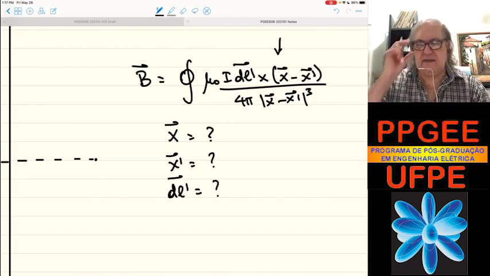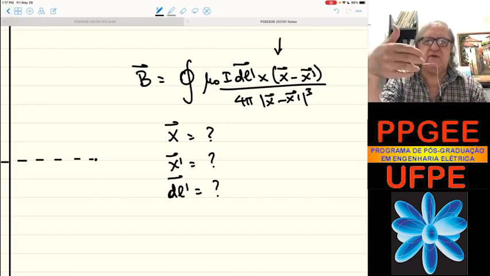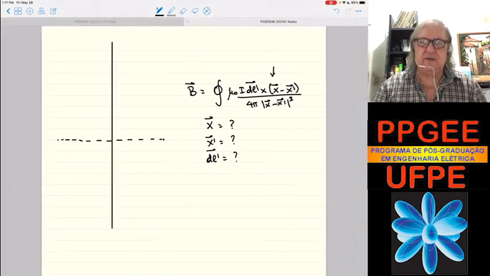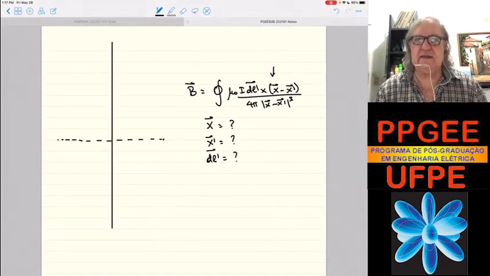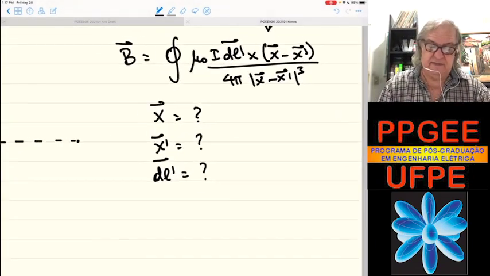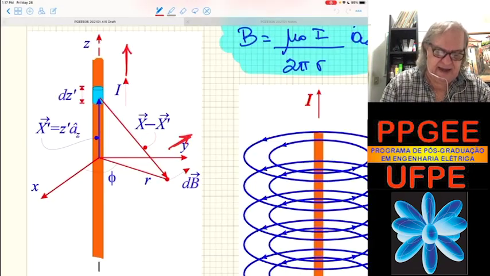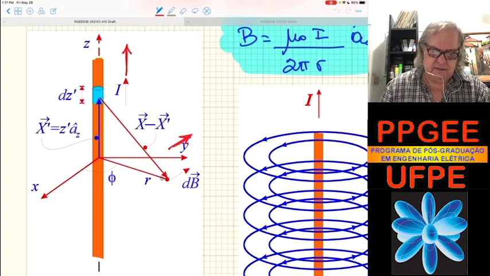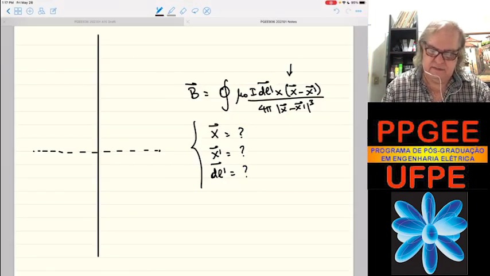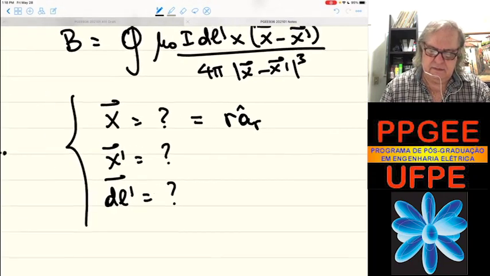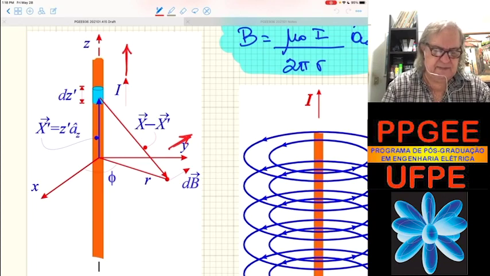So I have to define a coordinate system. Due to the nature of the field, which is solenoidal, it's reasonable to assume that it's better to use a cylindrical coordinate system. Right? So if you look at the geometry, let's find these elements. We have x right here. So x equals r times a_r. Right? X prime is right there: z prime a_z.